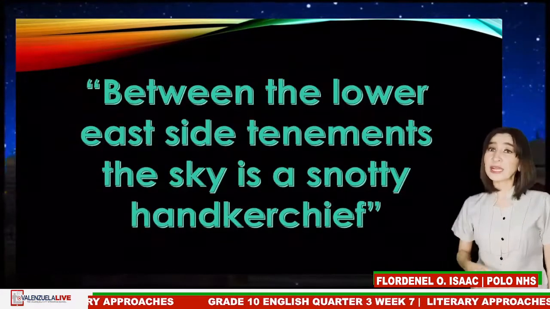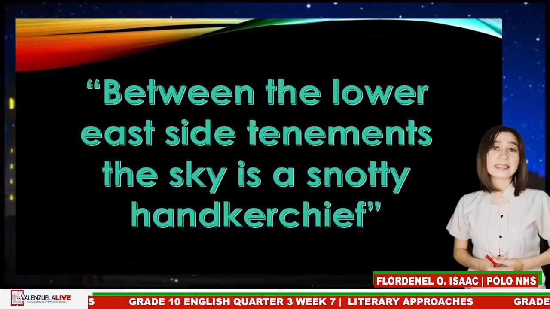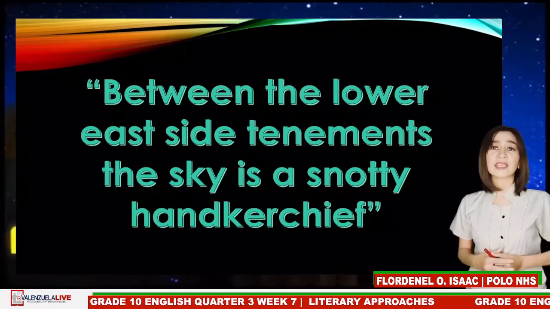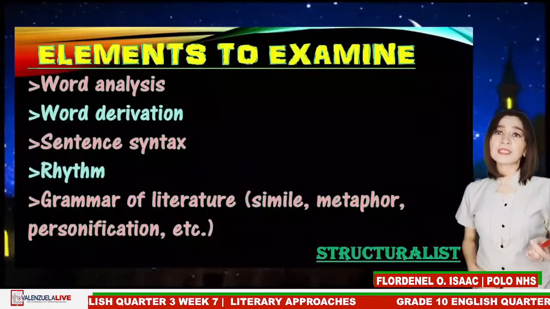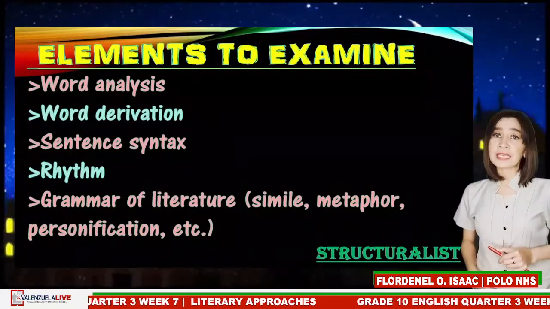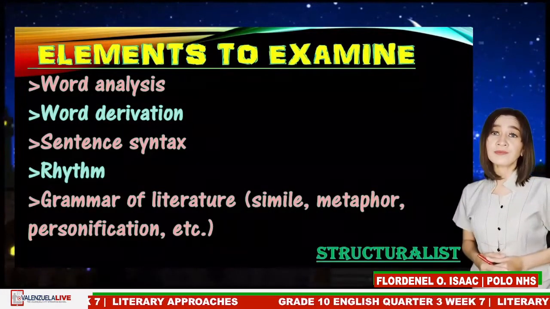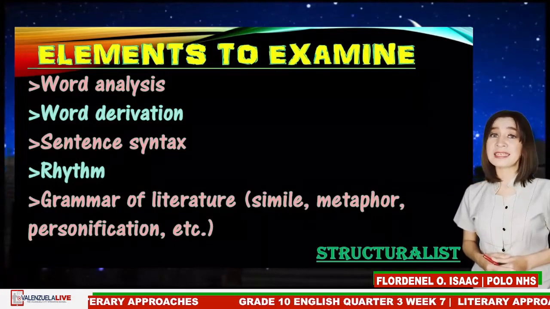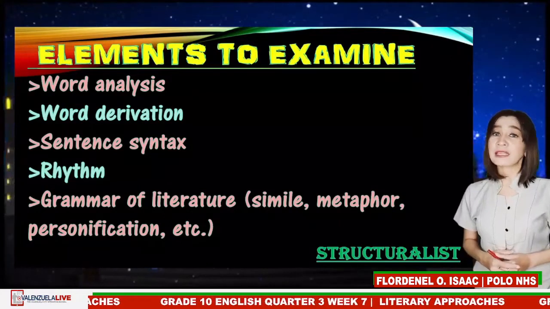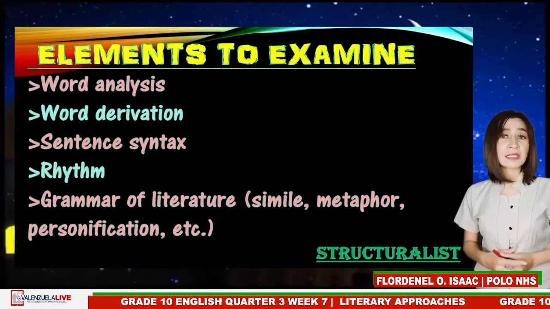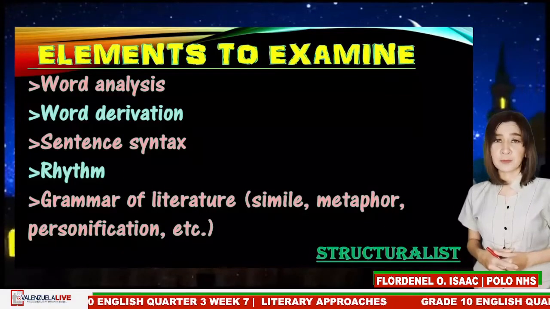Now, let us try to take a look at this example. Between the Lower East Side tenements, the sky is a snotty handkerchief. Take note of the following elements to examine. First is the word analysis, followed by word derivation. Also, we have to consider the sentence syntax, the rhythm, and the grammar of literature, that is, simile, metaphor, personification, and other figures of speech.